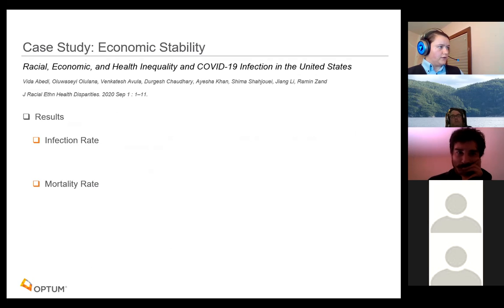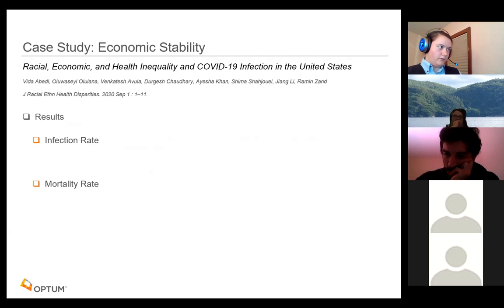So what were the results of this study? Before we jump into that, there's a pretty important distinction: the difference between the infection rate, which is the probability of an infection within a population, the frequency of occurrence, versus the mortality rate, the relative frequency of deaths in a specific population in a specified time frame.